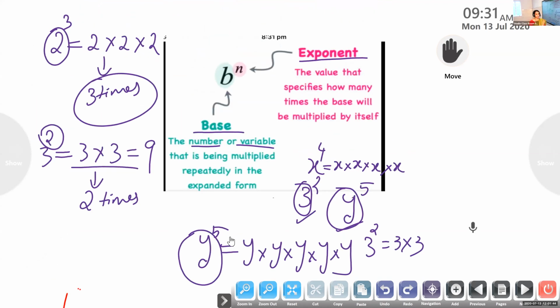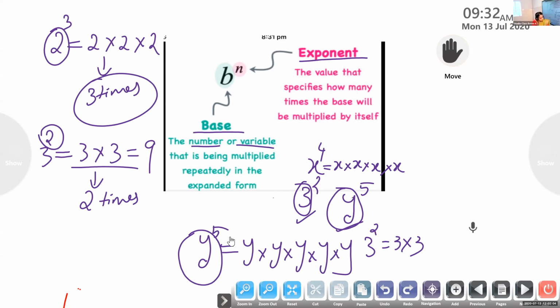Asin, read. What is base? The number or variable that is being multiplied repeatedly in the expanded form.